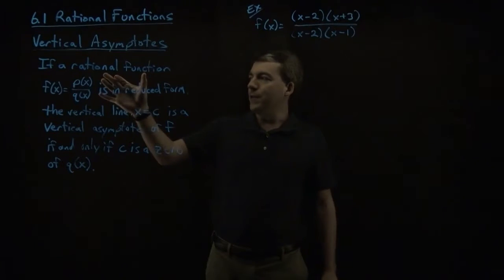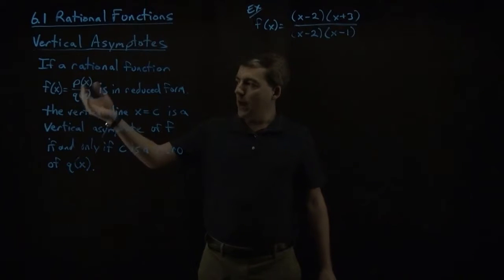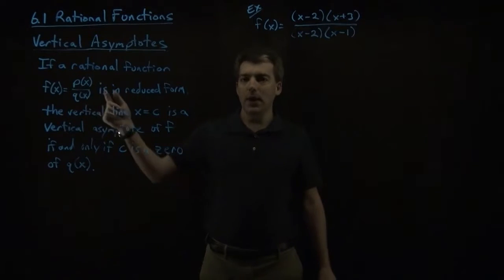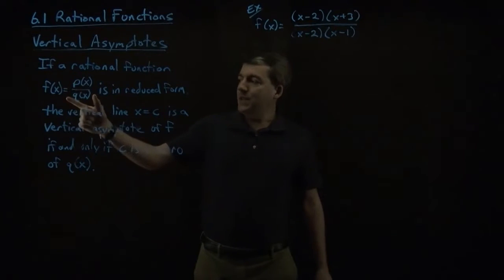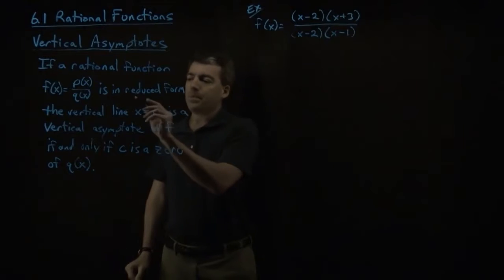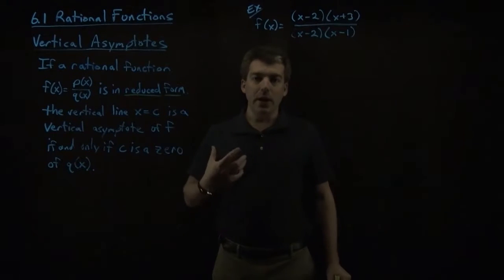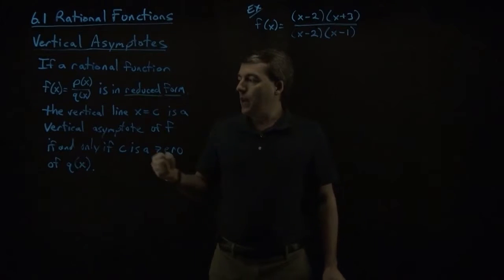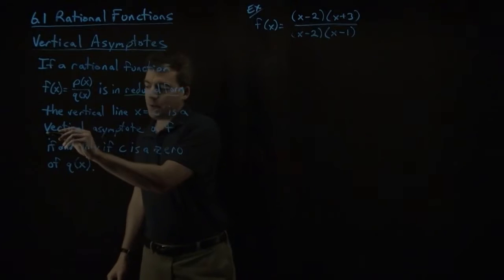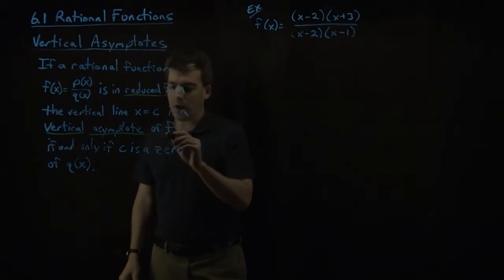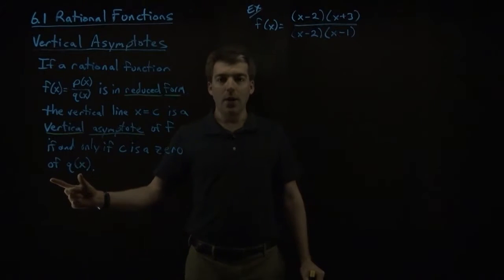So if we have a rational function, and recall a rational function looks like this, it's p of x over q of x, where both p of x and q of x are polynomials. If this thing is in reduced form, that is, p and q don't share any common factors, then the vertical line x equals c is a vertical asymptote of the function f if and only if c is a zero of q of x.